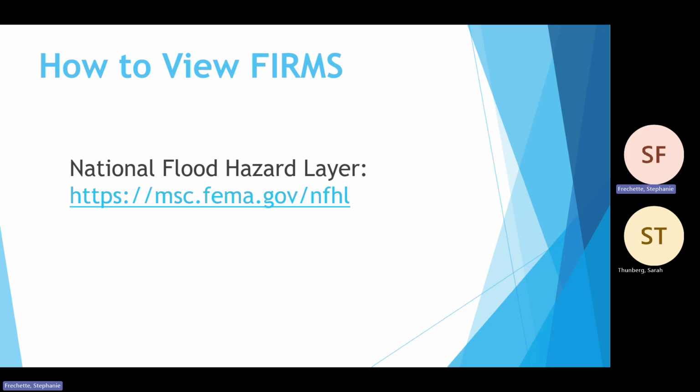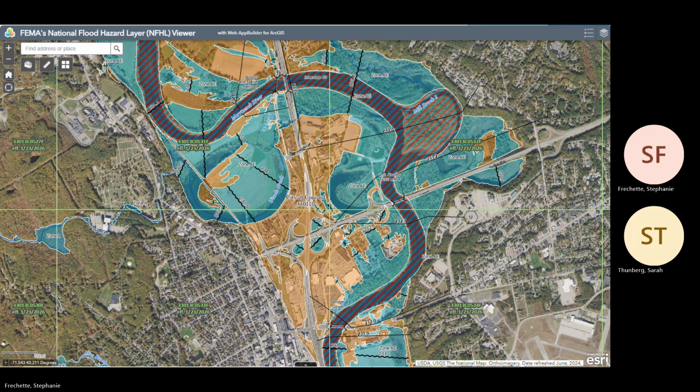Another place to view the flood insurance rate maps is the National Flood Hazard Layer, which is linked here. The National Flood Hazard Layer can be easier to use if you just need to see where the floodplain areas are in your community, or if you need to check the flood zone.